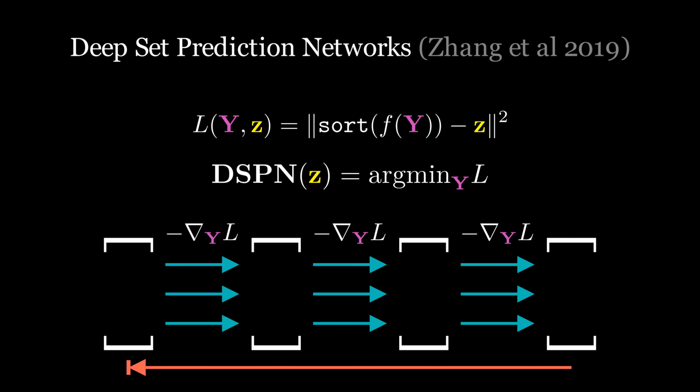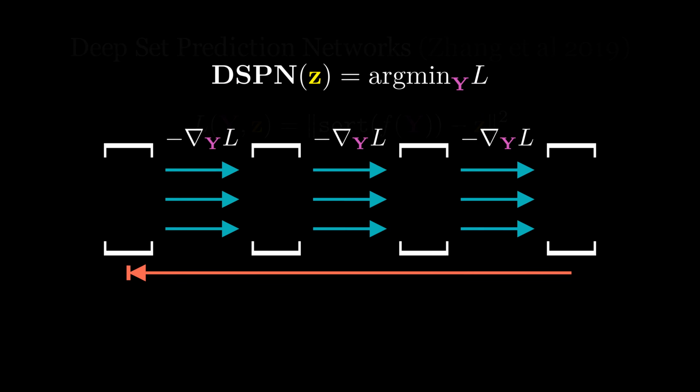Despite this, it turns out that one of the state-of-the-art models, slot attention, works remarkably well and is often actually better than DSPN, even though slot attention is set-equivariant. So, let's see what else about DSPN we can improve.